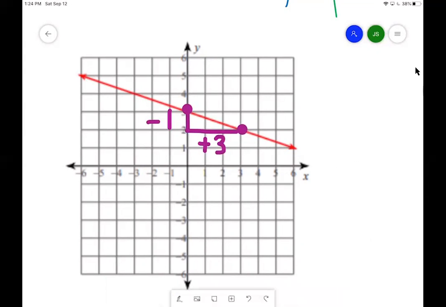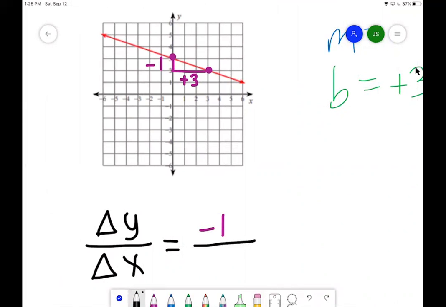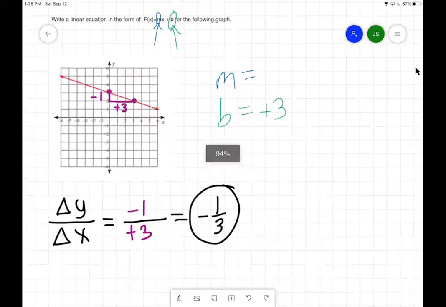Next, I'm going to input the numbers that I found into this equation. So what was my change of y? How many did it go up or how many did it go down? Well, it actually went down 1. And it ran, so it went on the x-axis +3. Next, I'm going to simplify this, and -1 over +3 simply refers to negative third. So it's negative third. I will not do the decimal form because it's going to end up giving you 0.3333 ongoing, and you don't want to have that in your equation.